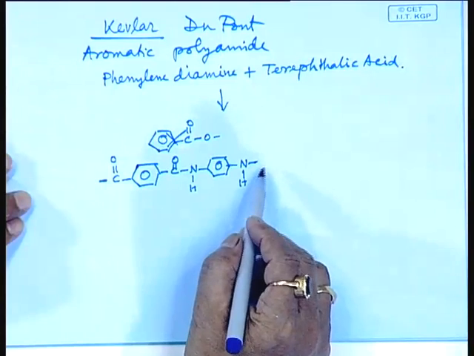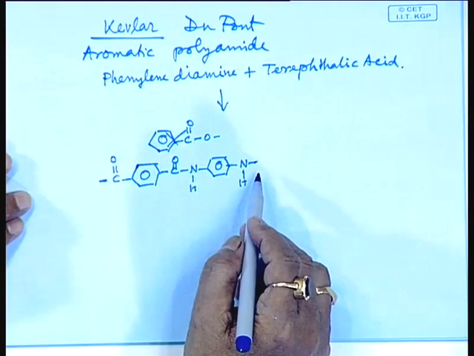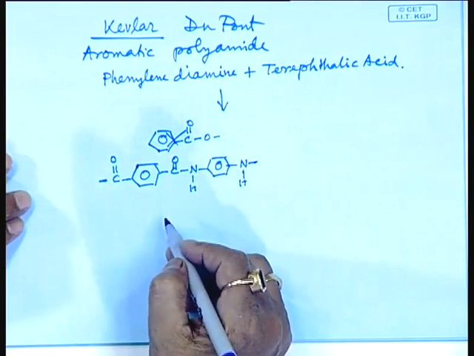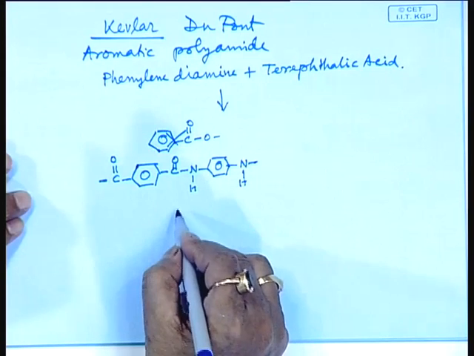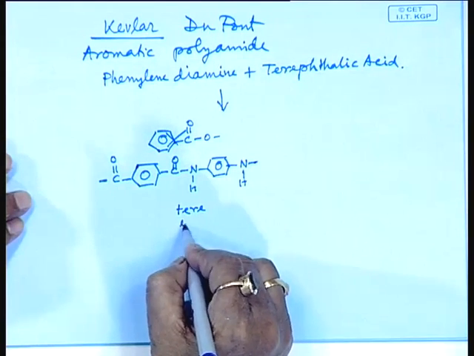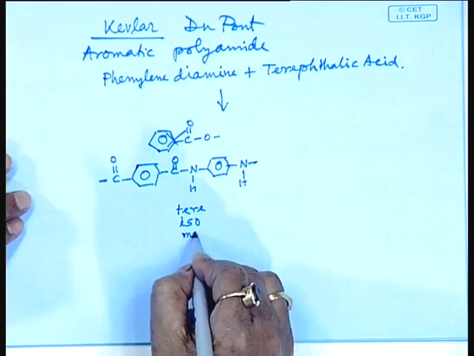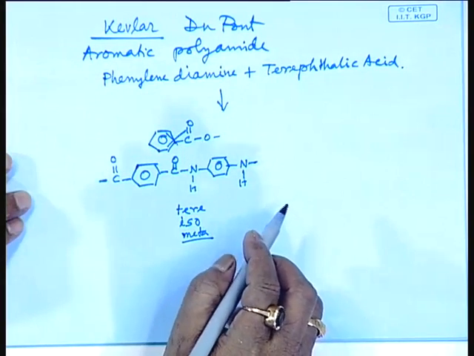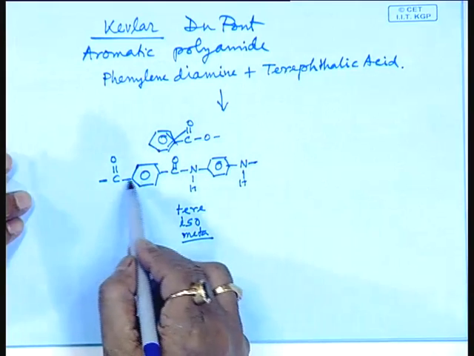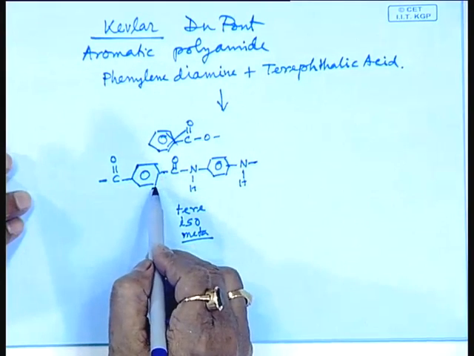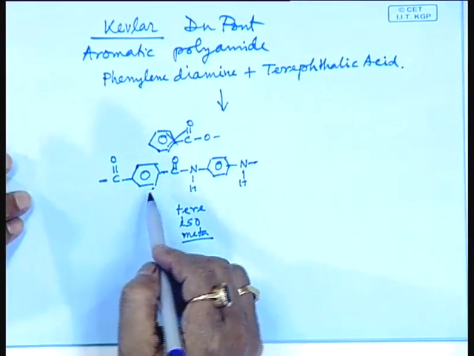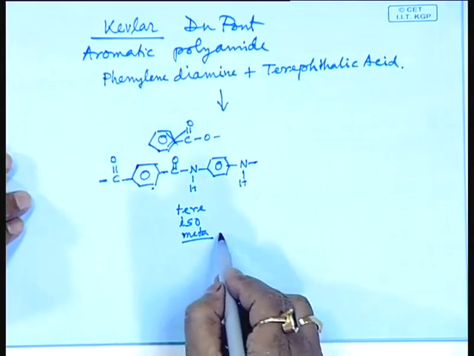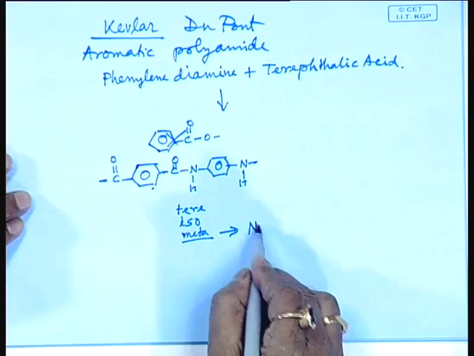It gives the highest melting point, melting transition in that series. So, you can take terephthalic acid, isophthalic acid and metaphthalic acid, meta structure. That means here you see in the para position; if it is connected in the meta position, then the molecular symmetry is lost, and using this metaphthalic acid you will get Nomex.